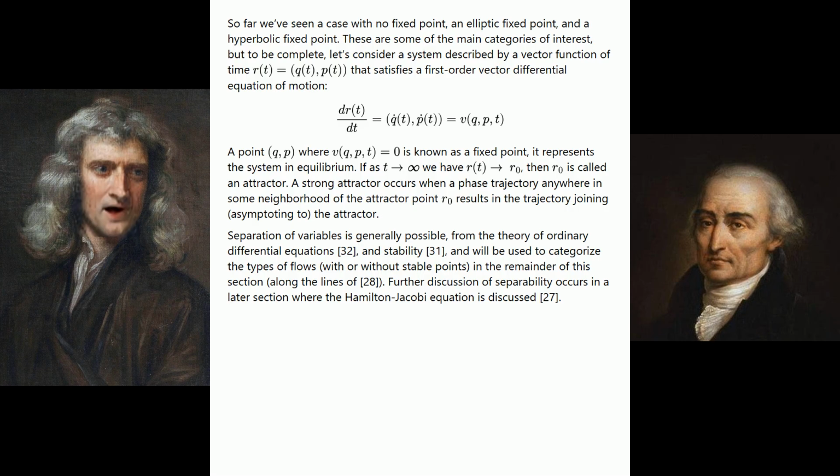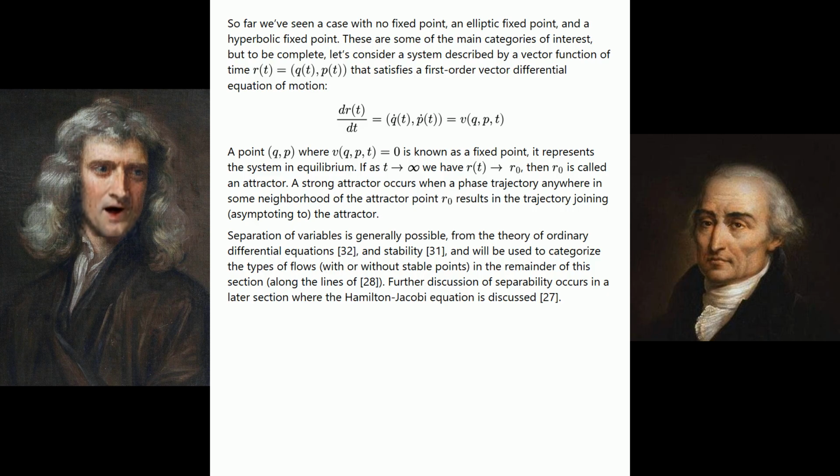described by a vector function of time r(t) equals (q(t), p(t)), that satisfies a first-order vector differential equation of motion. See the equation shown. A point (q, p) where v(q, p, t) equals 0 is known as a fixed point. It represents the system in equilibrium. If as t goes to infinity we have r(t) going to r₀, then r₀ is called an attractor. A strong attractor occurs when a phase trajectory anywhere in some neighborhood of the attractor point r₀ results in the trajectory joining, asymptoting to, the attractor.